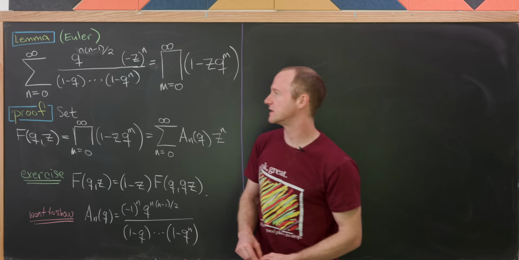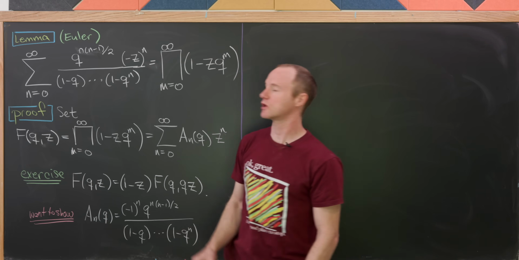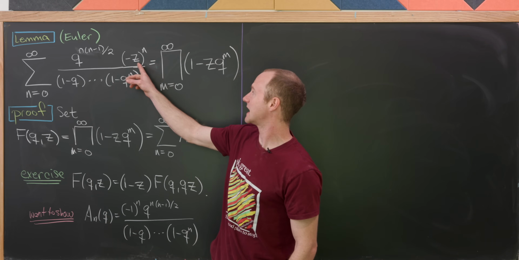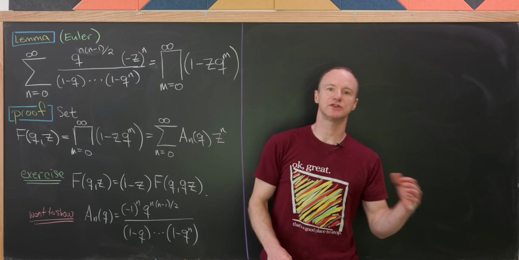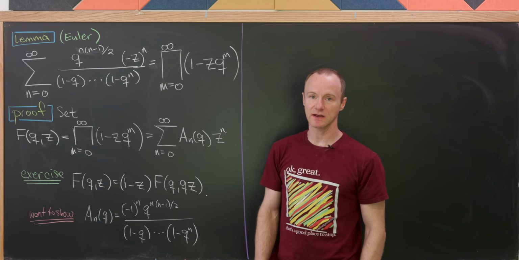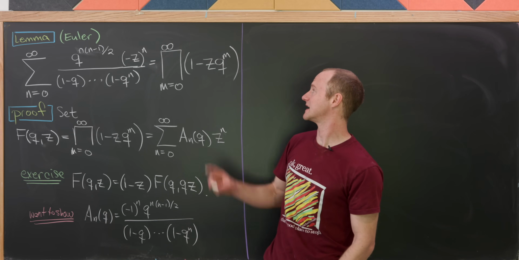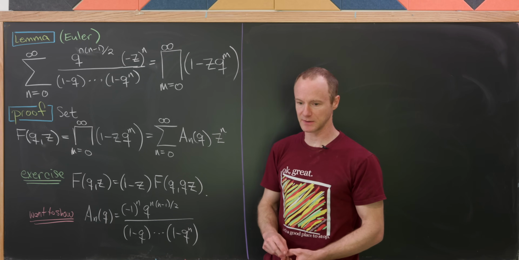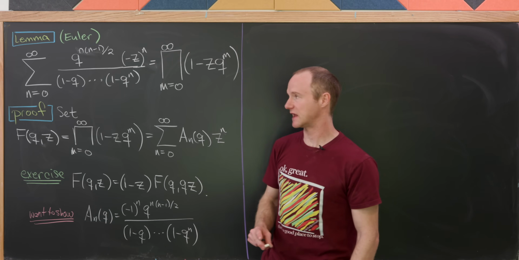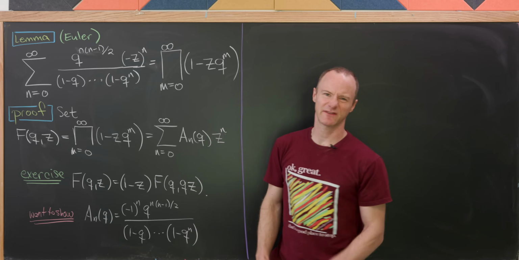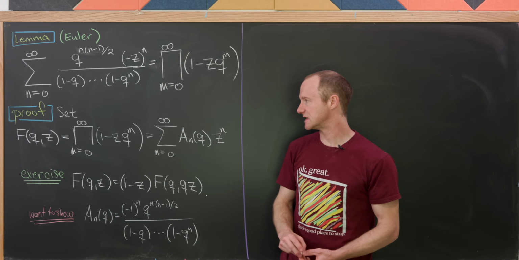So here we've got the sum as n goes from 0 to infinity of q to the n times n minus 1 over 2 times minus z to the n over (1 minus q)(1 minus q squared) all the way up to (1 minus q to the n) is now equal to the product as m goes from 0 to infinity of (1 minus z times q to the m). So let's observe that before this term was in the denominator of the right-hand side, and also this left-hand side looked quite a bit different. The only thing in the numerator before was z to the n.